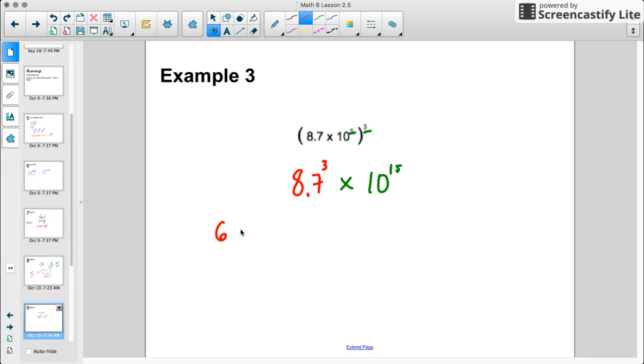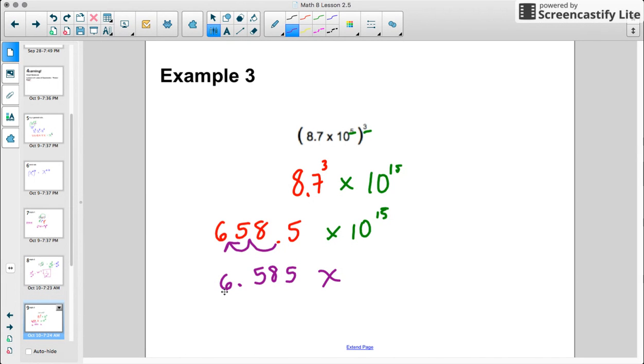I got 658 and about a half, and I still have times 10 to the power of 15. I know that this is not in scientific notation, so I need to divide it basically by 100. So I'm going to turn it into 6.585, 585 thousandths. And since I've made it smaller by 100, or I've gone over twice, I need to make the exponent bigger twice, and then that would be my final answer.